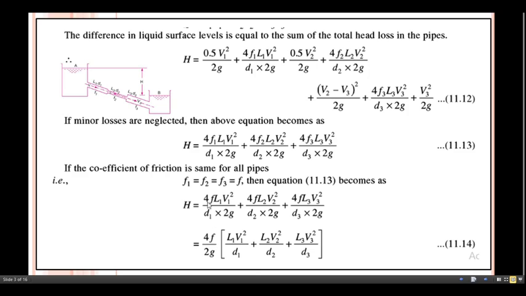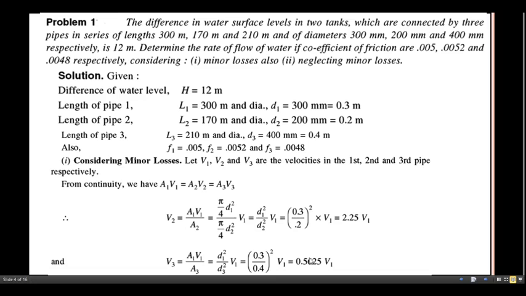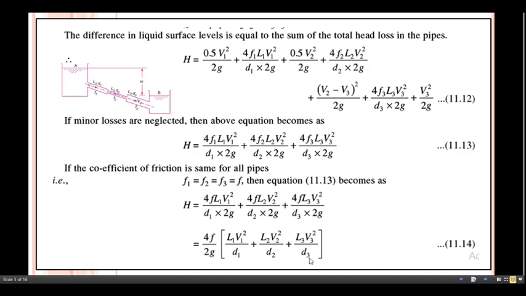Now if I take 4f by twice g as common, then whatever the remaining terms are written inside the bracket in this way: l1 v1 square divided by d1 plus l2 v2 square divided by d2 plus l3 v3 square by d3. So this is about the details for the difference in liquid surface level.